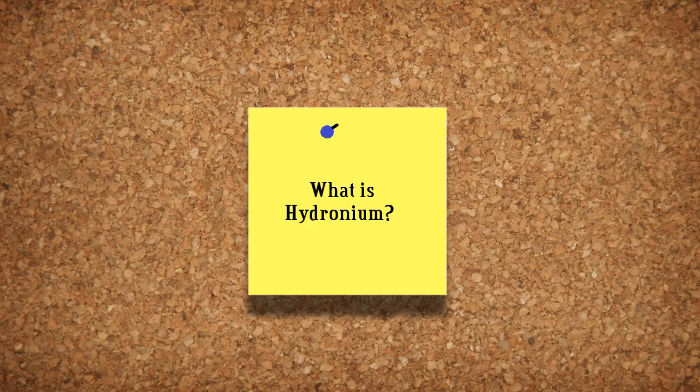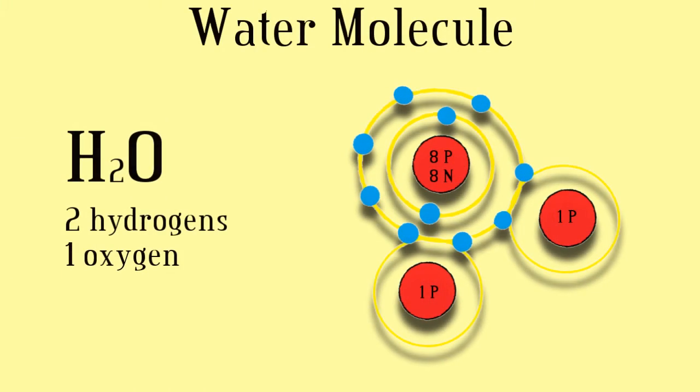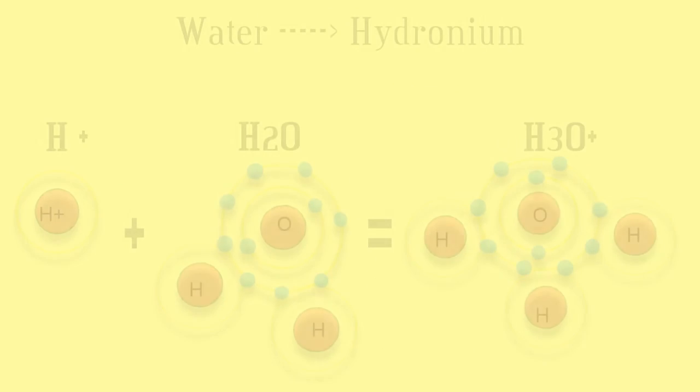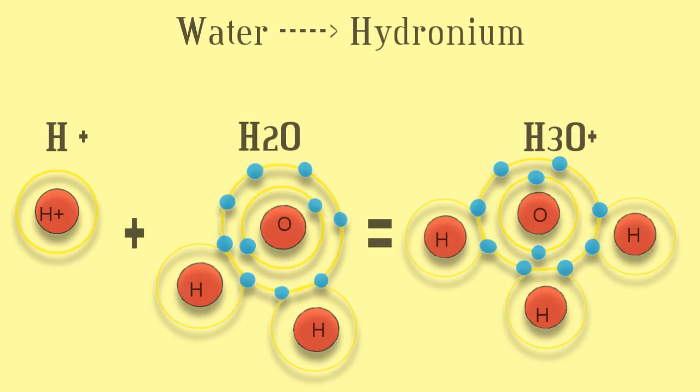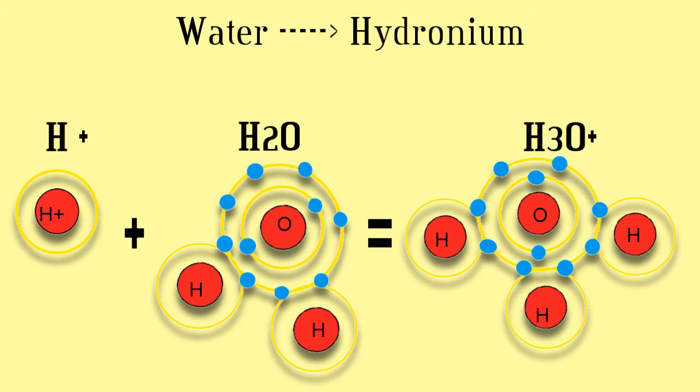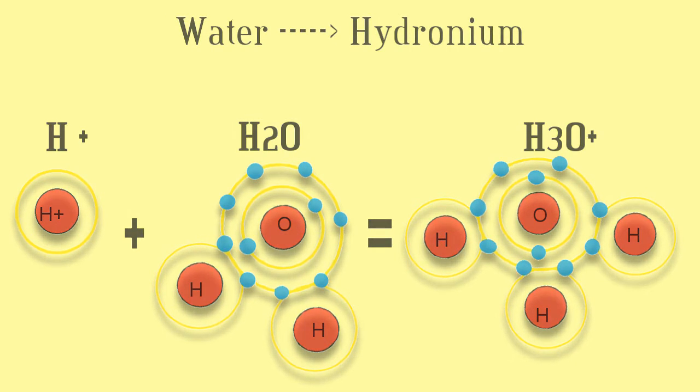What is hydronium? To understand hydronium, we must have a good understanding of the water molecule. How water turns into hydronium. When a hydrogen ion joins with a water molecule, it makes hydronium.